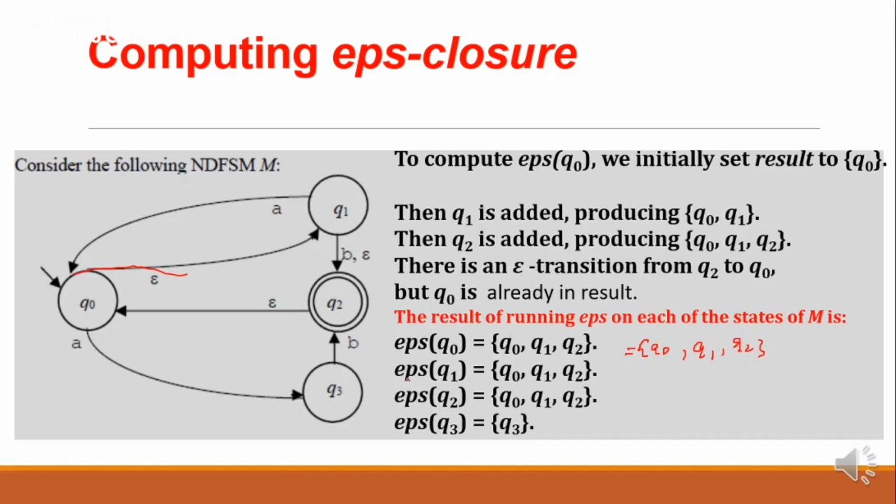We have the epsilon closure of Q1: Q1 to Q2, Q2 to Q0 via epsilon and Q0 again back to Q1. That means it is the same as the previous one, Q0, Q1, Q2. Similarly, we can get the epsilon closure of Q2, which will be Q0, Q1, Q2. Finally, the epsilon closure of Q3 will be Q3, as there are no epsilon transitions from it.